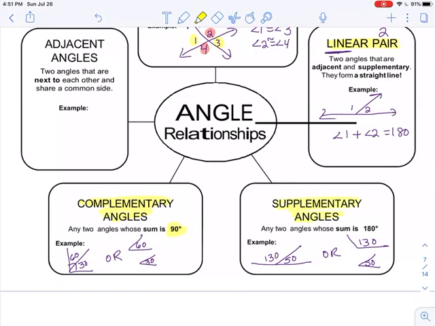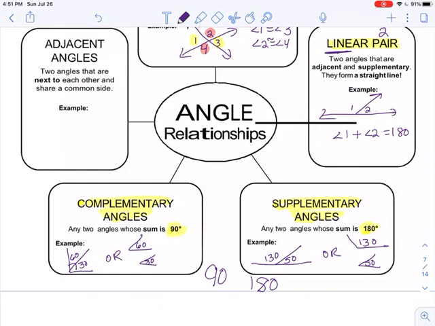So I remember this: C comes before S in the alphabet. 90 comes before 180. Okay, I've seen some people say to remember, like the C in complementary, you can make a 90 out of it, and the S in supplementary, you can make a 180 out of it. So however you can remember it is fine.